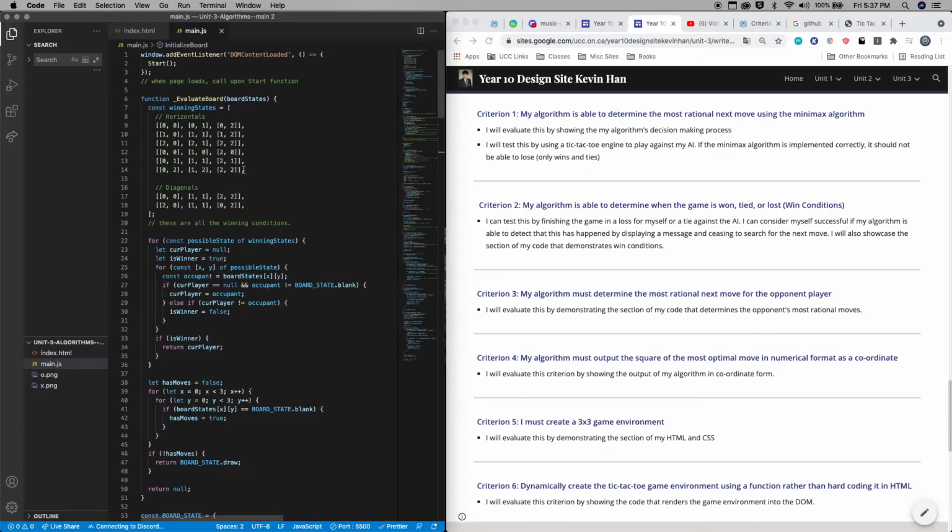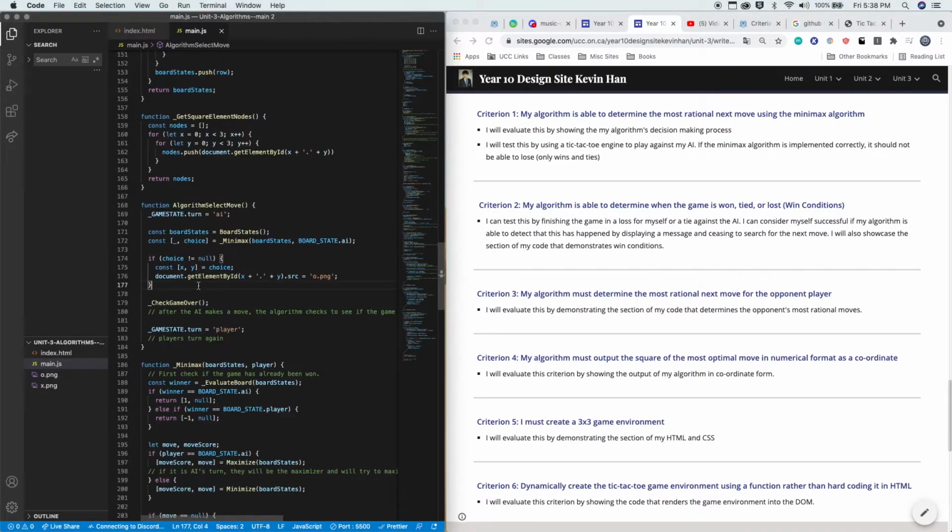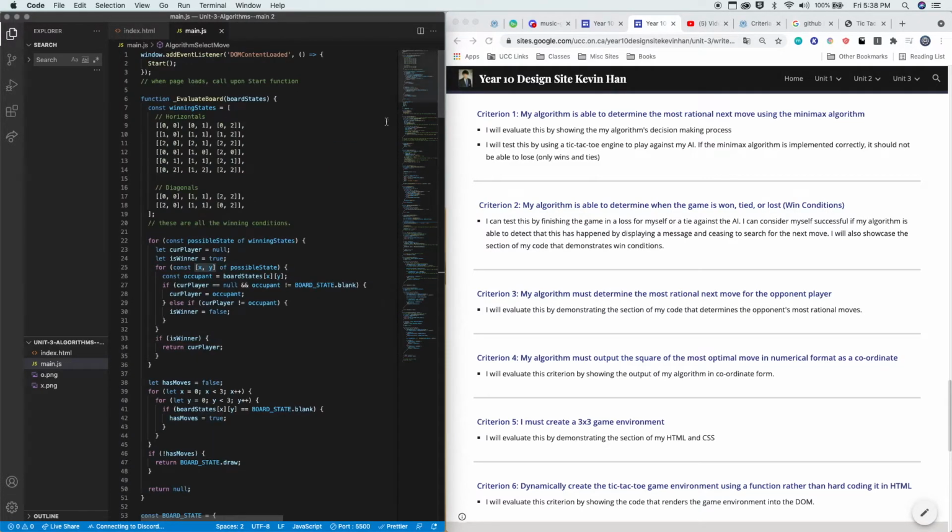As you can see here, these are all the win conditions that my algorithm can identify. Whether it's the diagonals or the horizontals, you have it all in coordinate form. As you can see here, my algorithm also returns the move of its choice in an XY coordinate, just like how the win conditions are structured in coordinate form. So because I've created code that outputs the most optimal move in numerical format as a coordinate, I believe I'm also successful in criterion 4.